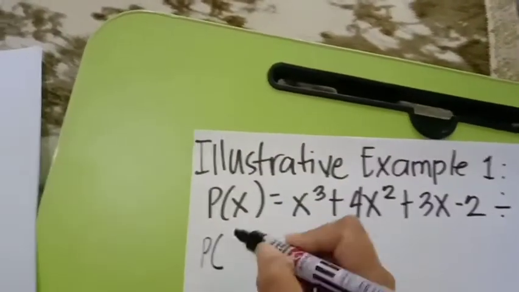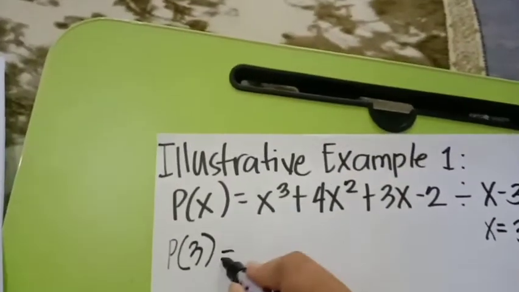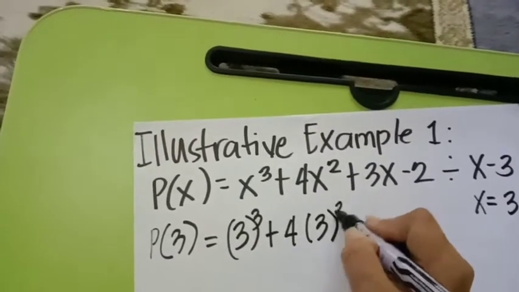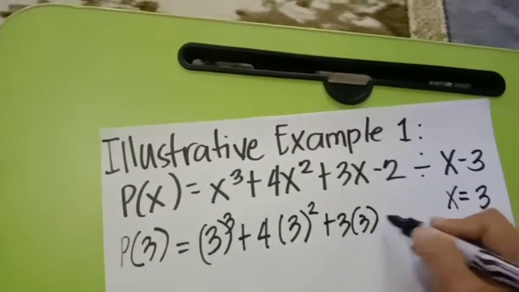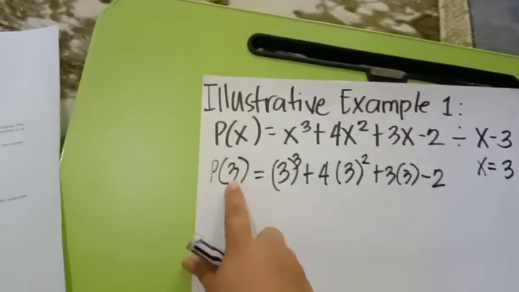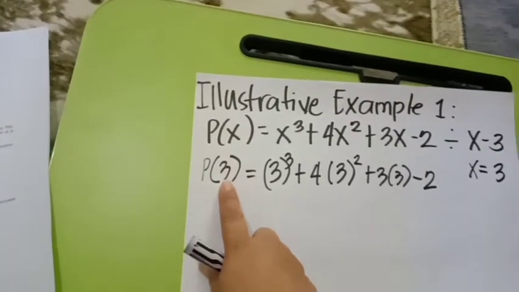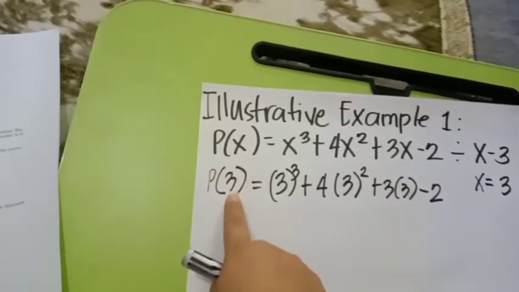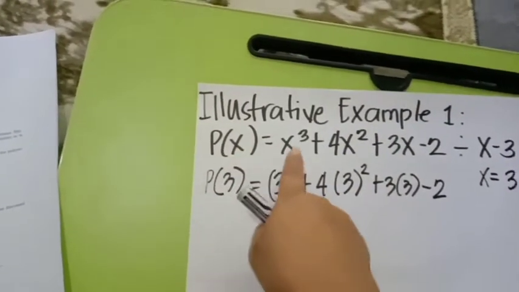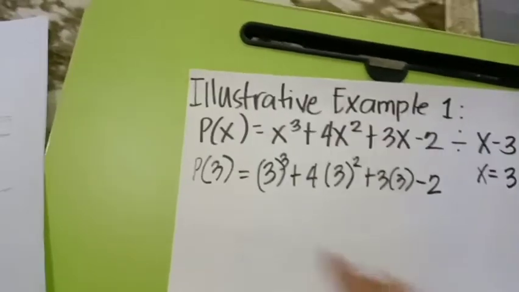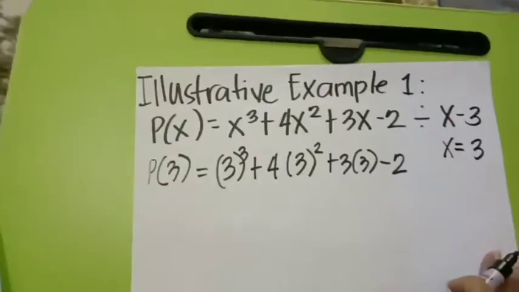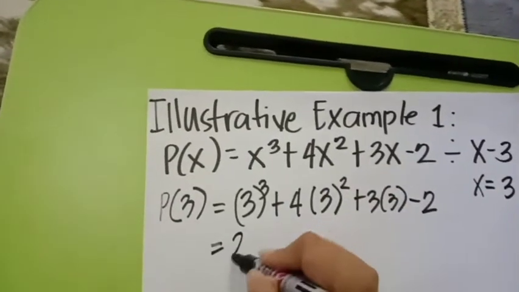So, this will be P of 3, is equal to 3 cubed plus 4 times 3 squared plus 3 times 3 minus 2. So, pag nakakita kayo ng ganito, P of 3, ibig sabihin nito, you will substitute the value of 3 or the value of X to the polynomial. Yung value na pina-plug in natin, yun yung sinasubstitute natin dun sa variable. So, if this is P of 3, then you will substitute 3 to all the variables or to all X in the polynomial. So, 3 cubed, that is 27.